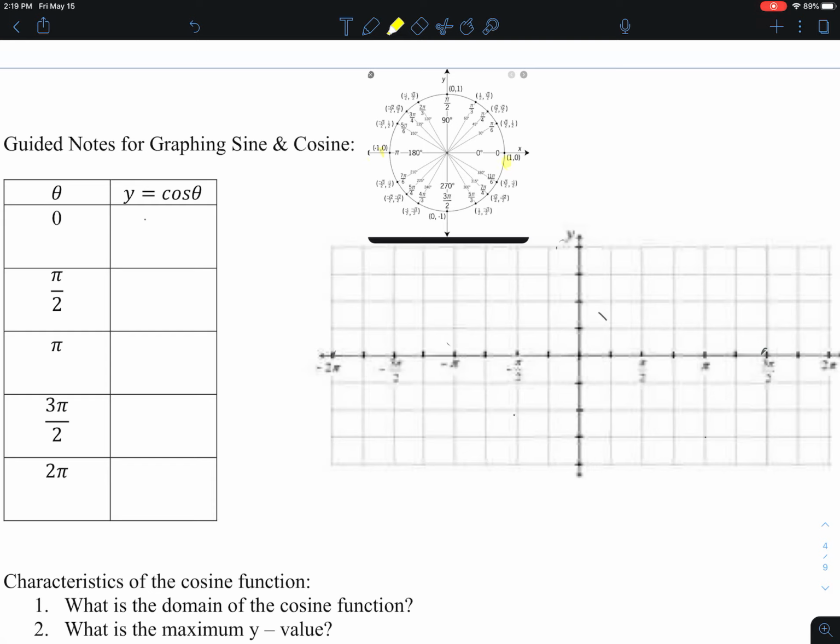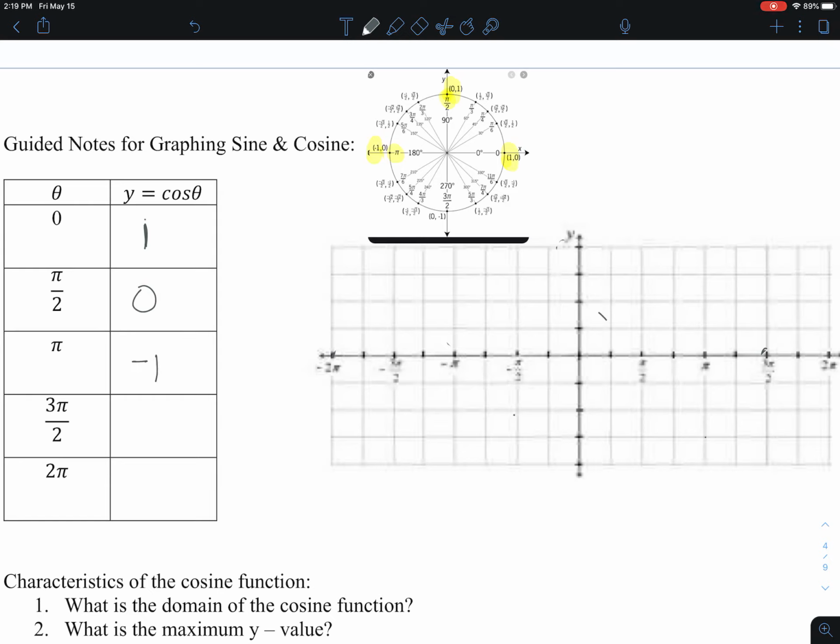So when we go cosine of 0, remember cosine is an x value. So the cosine of 0 is 1. And then we want to look at the cosine of pi over 2. Once again, cosine is an x value, so we see that that's 0. Then we want to look at the cosine of pi. Coming down again, pi is an x value, so that's going to be negative 1.